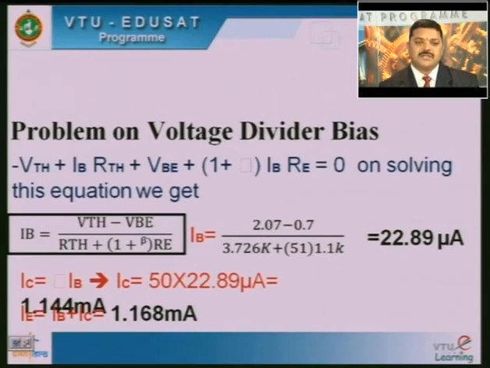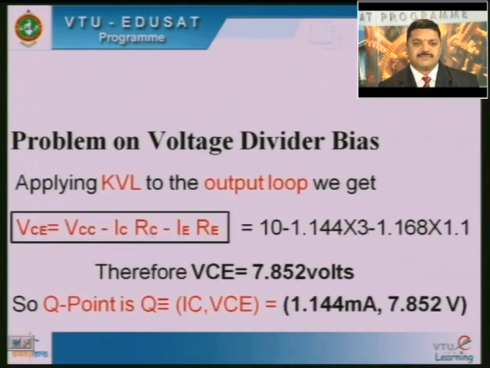IC we got as 1.144 milliamps, and IE was found to be 1.168 milliamps. Then applying KVL to the output loop, we got VCE is equal to VCC minus ICRC minus IERE, which is found to be, for this problem, 7.852 volts. So, the Q point for that problem was found to be Q is equal to IC, VCE, which is equal to 1.144 milliamps, 7.852 volts. So, we stopped at that stage in the last class.